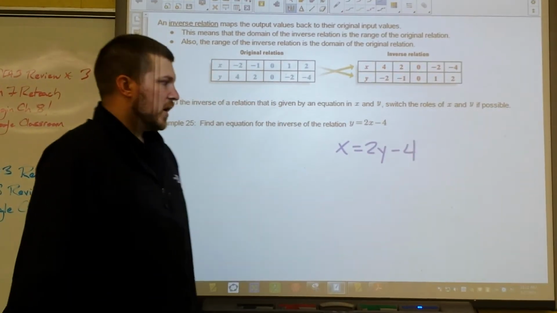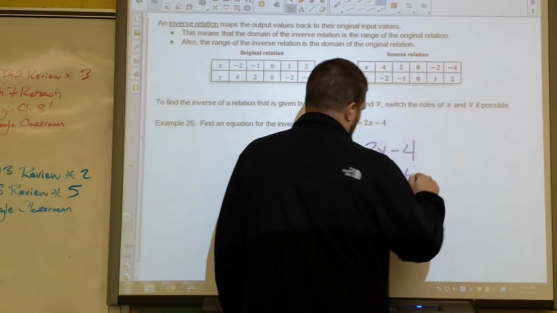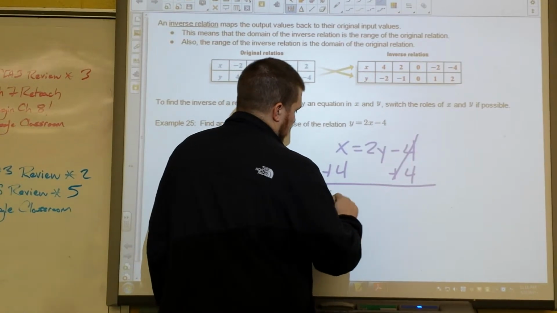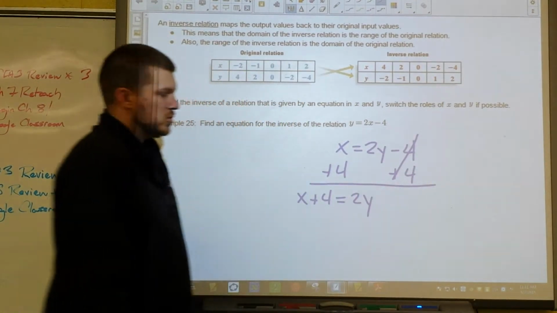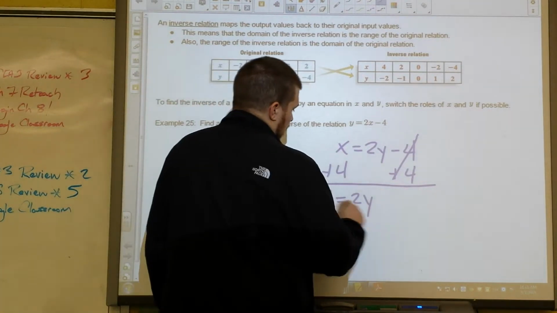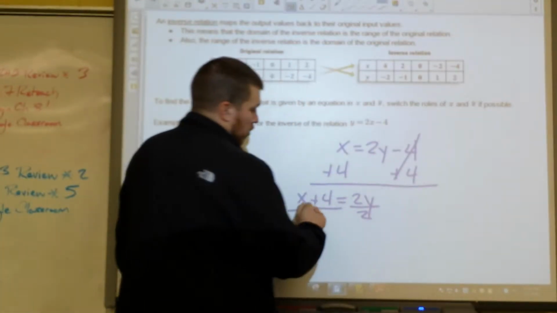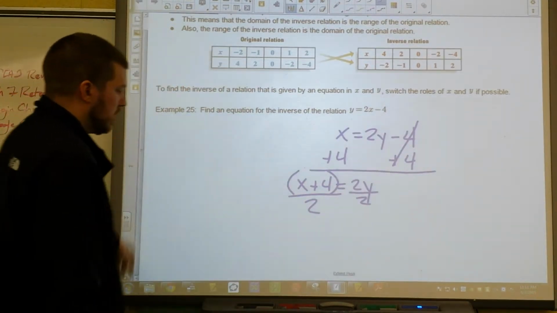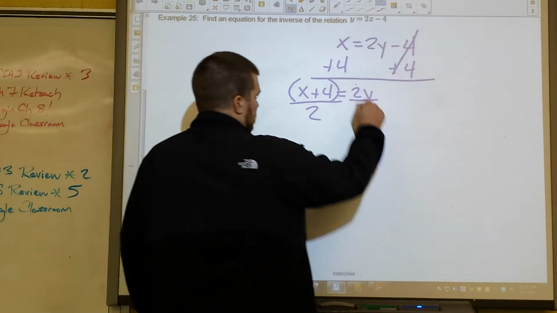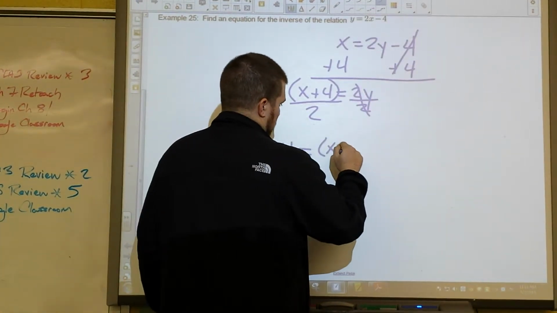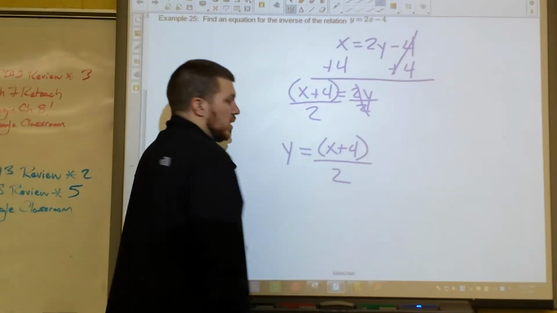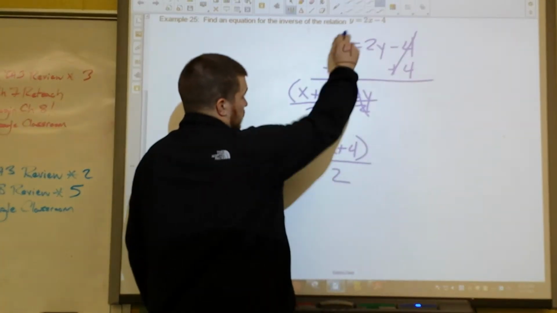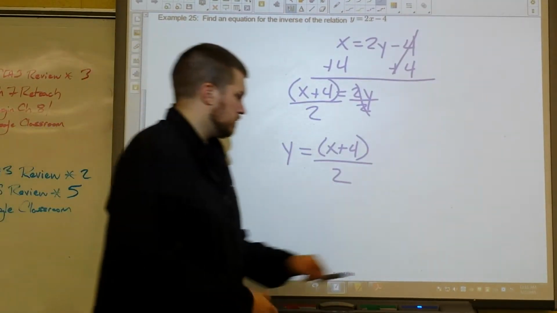Now I want to get y by itself. So I add 4, and those cancel out. So I have x plus 4 equals 2y. Now I want to get y by itself, so I'm going to divide by 2. There's more than one thing on top of my fraction, so I have to put it in parentheses. If you don't, it's going to come out wrong. So my function is going to be y equals (x plus 4) divided by 2. Do not forget the parentheses. And this is the inverse of our original relation, y equals 2x minus 4.